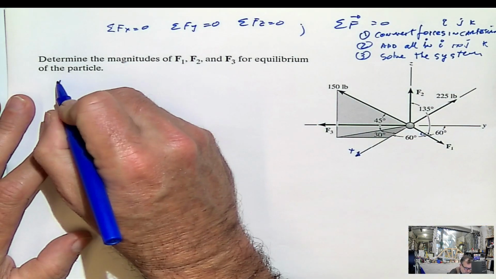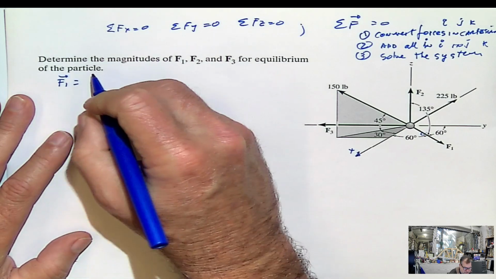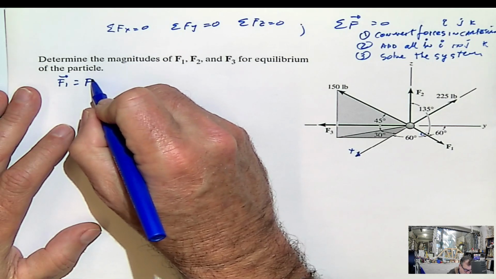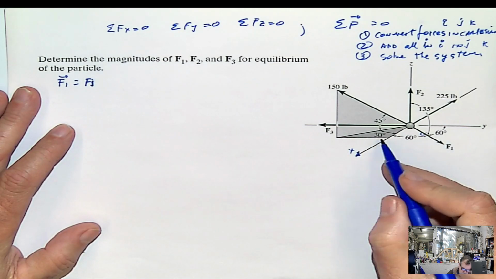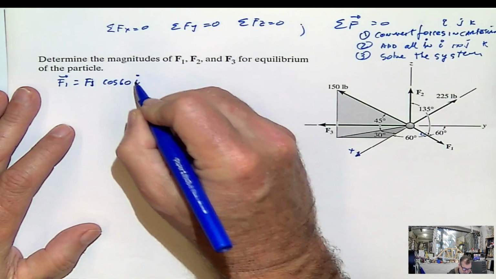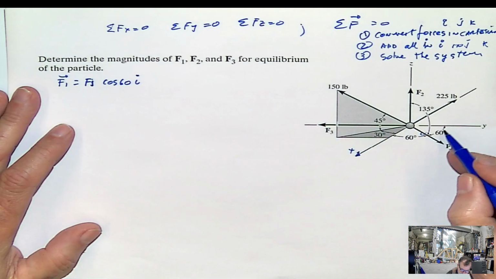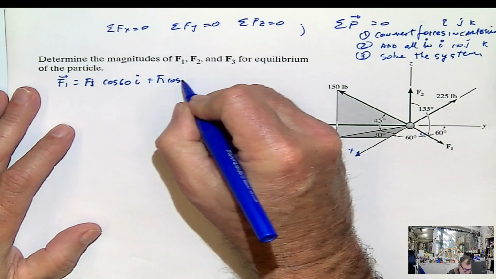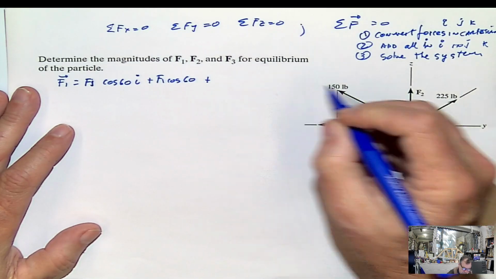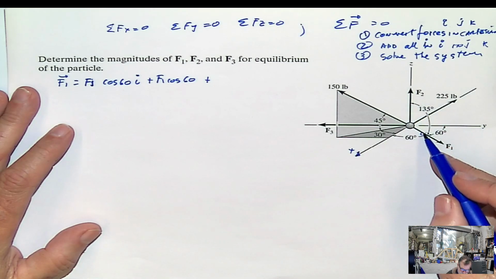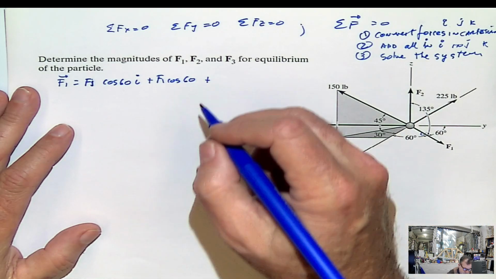The first force F1 as a vector will be the magnitude of F1 multiplied by cosine 60 in the I direction, cosine 60 in the j direction, and cosine 135 in the k direction.